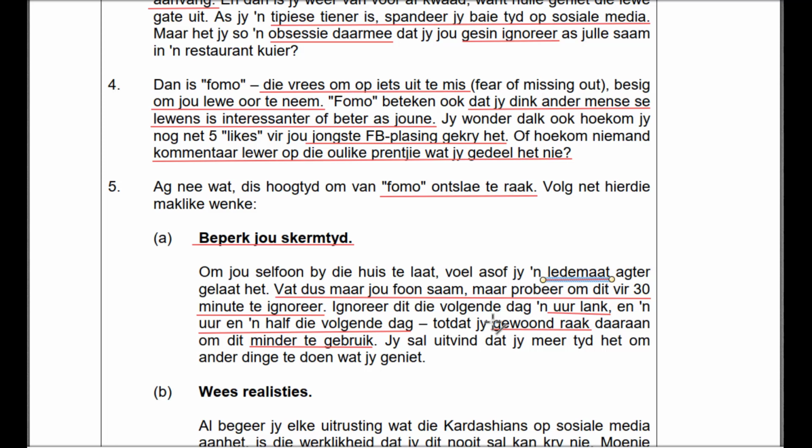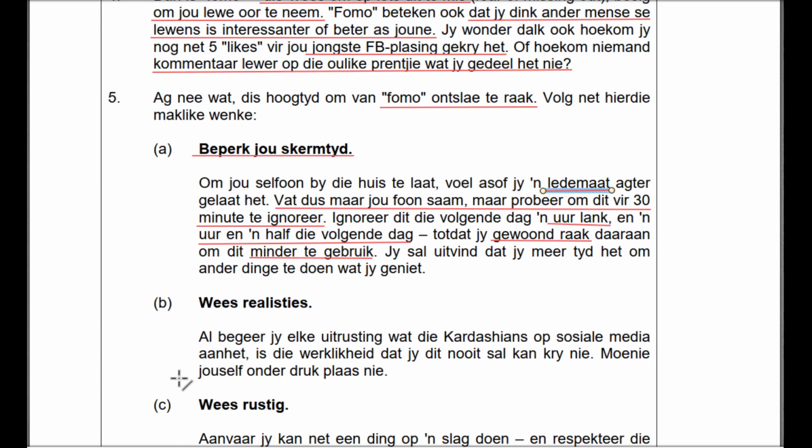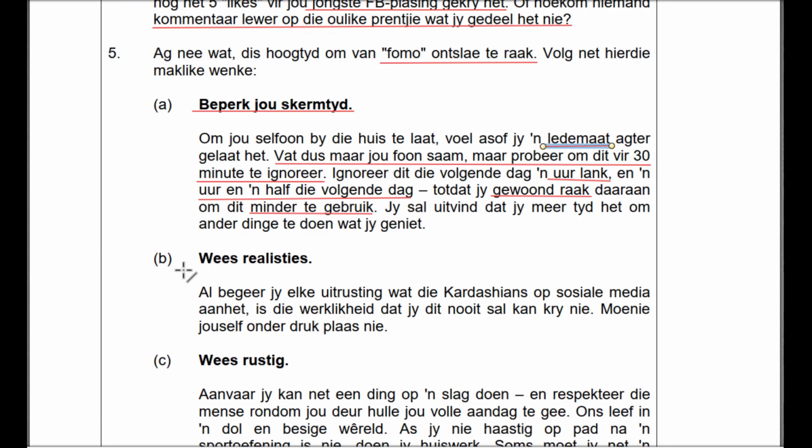So after spending less time on your phone, you'll find out you have a lot more time to do the things that you enjoy. Let's look at the second tip, die tweede wenk.